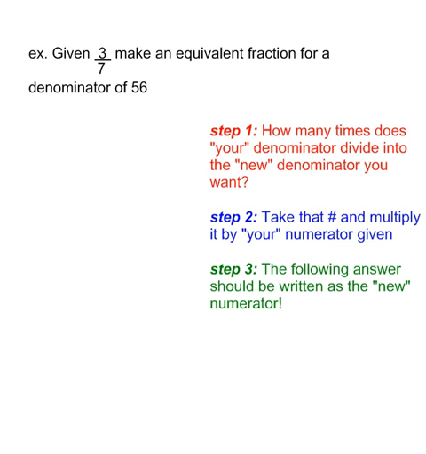Given 3/7, so this is what I'm giving you, make an equivalent fraction for a denominator of 56. This is where I want us to go. All right, so we have 3/7, and I'm wanting to make an equivalent fraction with a denominator of 56. Let's go through the steps again.